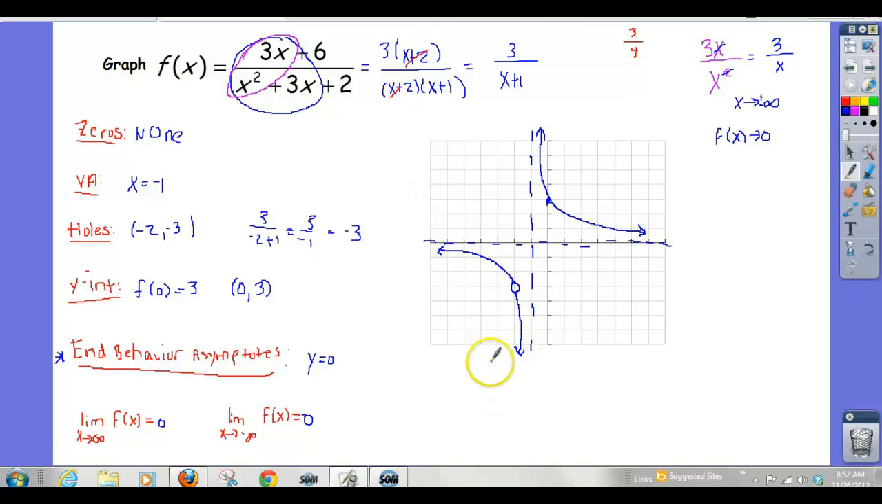Here's our function. Okay, that's kind of, I don't want to say run-of-the-mill, but it's a rational function you're probably most familiar with seeing.